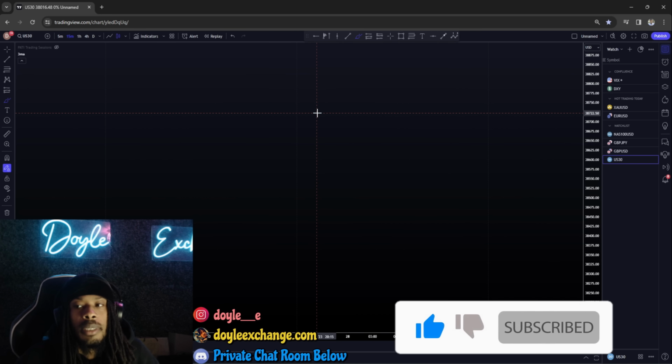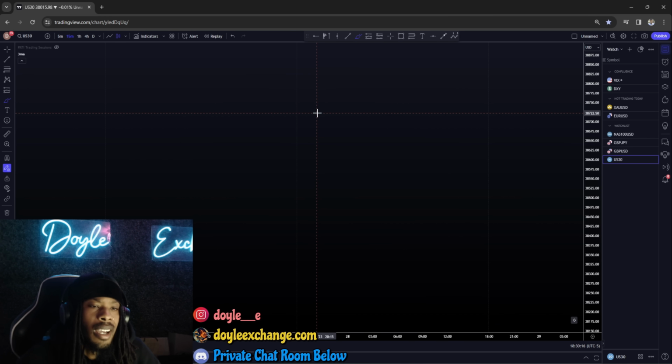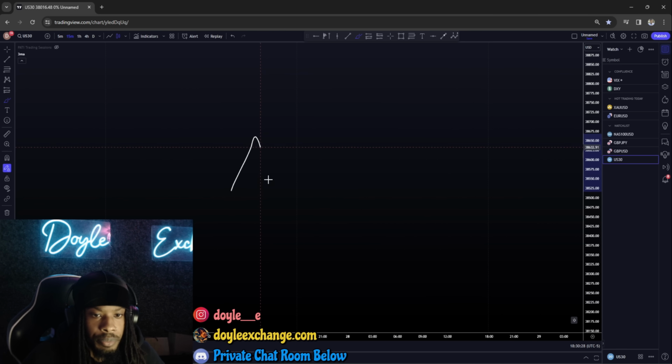So liquidity grabs. Liquidity grabs are not hard to understand. You're going to see it all the time in the market. You probably wonder why your stop loss got hit and then price went in your favor. That's a liquidity grab. So let me just show a couple illustrations of a liquidity grab.